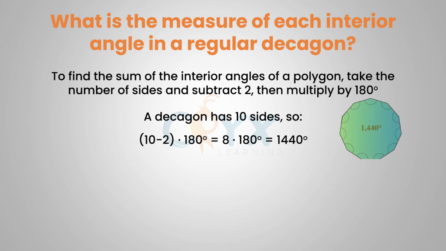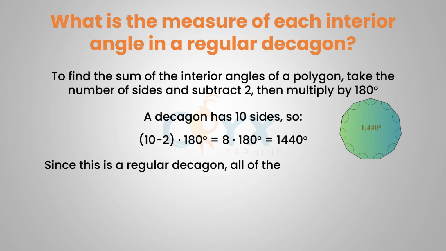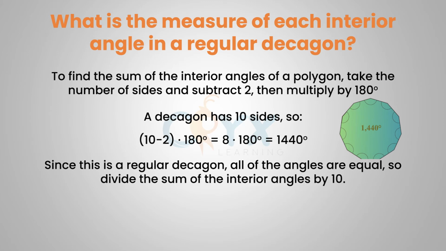In order to find one angle, since it's a regular decagon, all of the angles are equal. So divide the sum of the interior angles by 10, the number of angles. 1,440 divided by 10 equals 144. So there is 1,440 total degrees inside of a decagon, and each of the angles is 144 degrees.